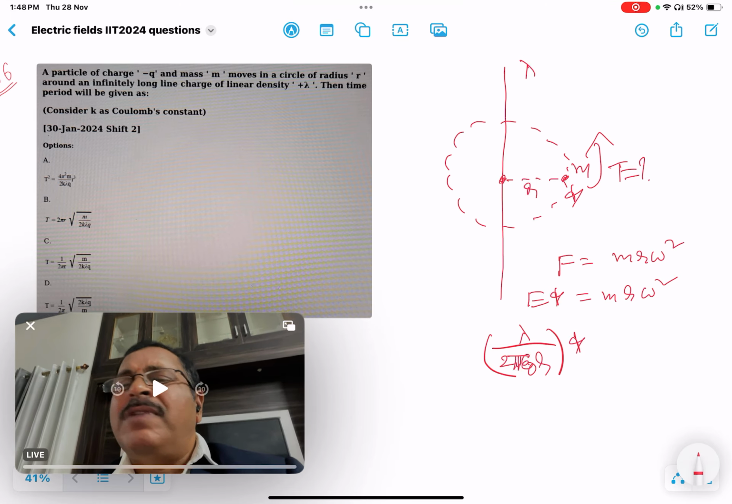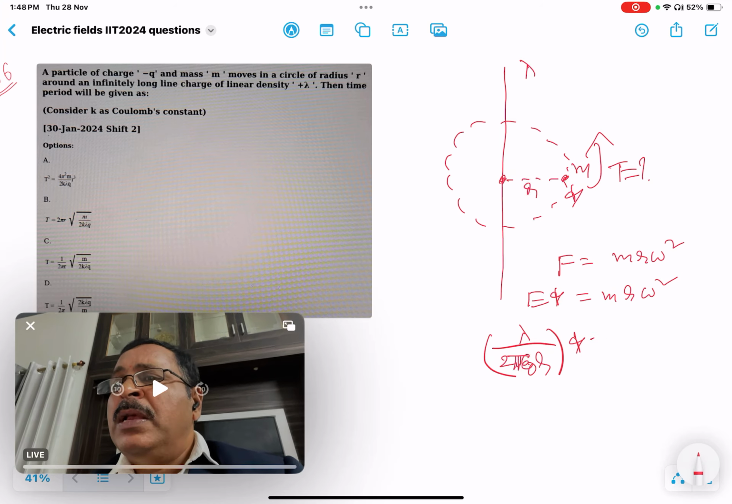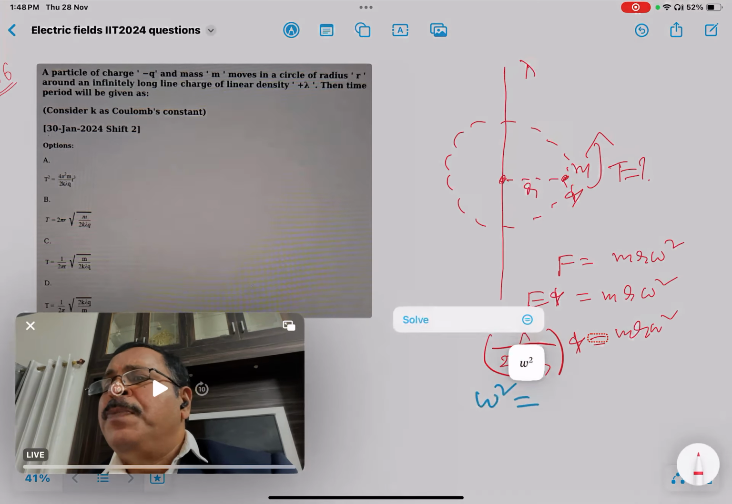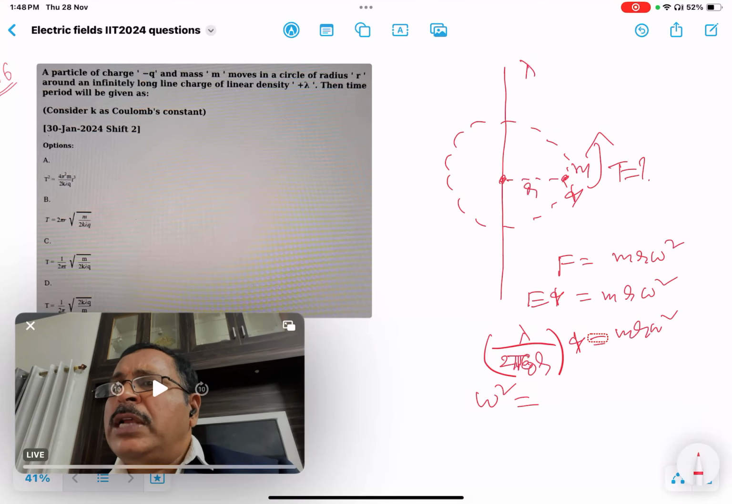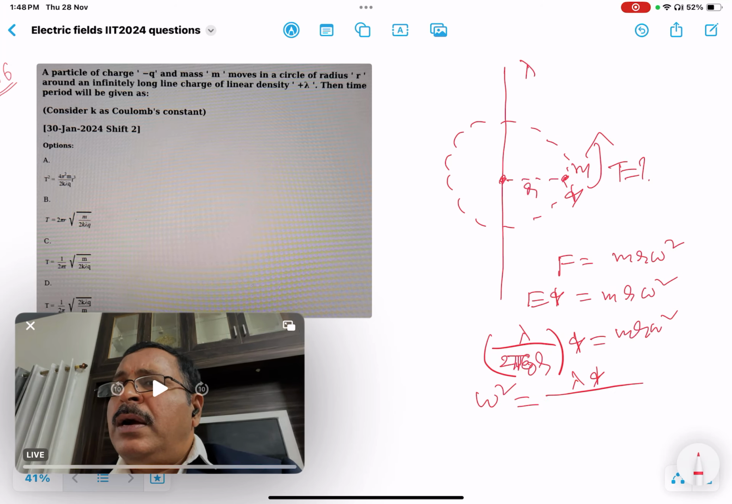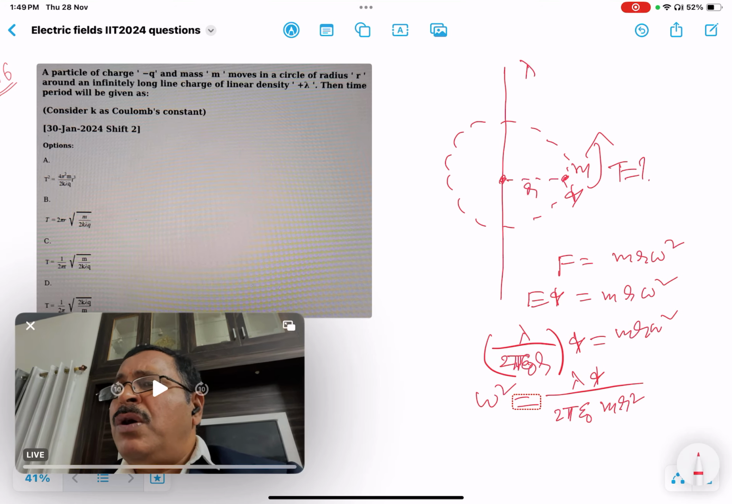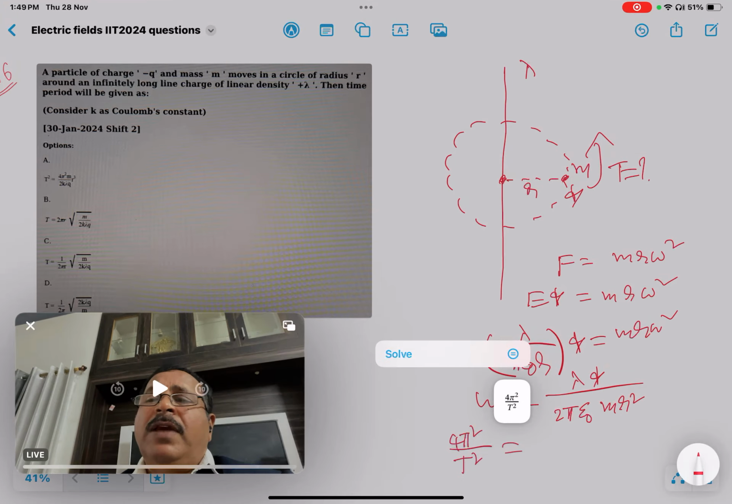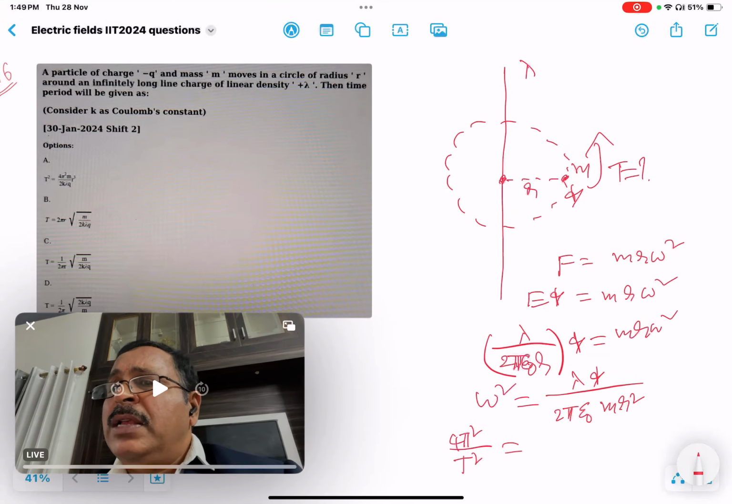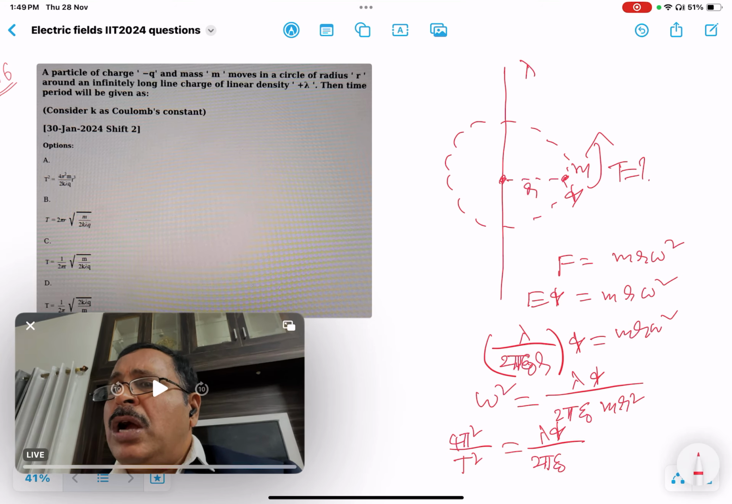So there exists one formula definitely for each and every problem, in physics particularly. Then omega square you can calculate. Omega square is equal to lambda into q divided by 2 pi epsilon naught m r square. This m r comes to this side. Now this is 4 pi square by T square, because angular velocity omega is 2 pi by T. So then we can write: lambda into q divided by 2 pi epsilon naught m r square.